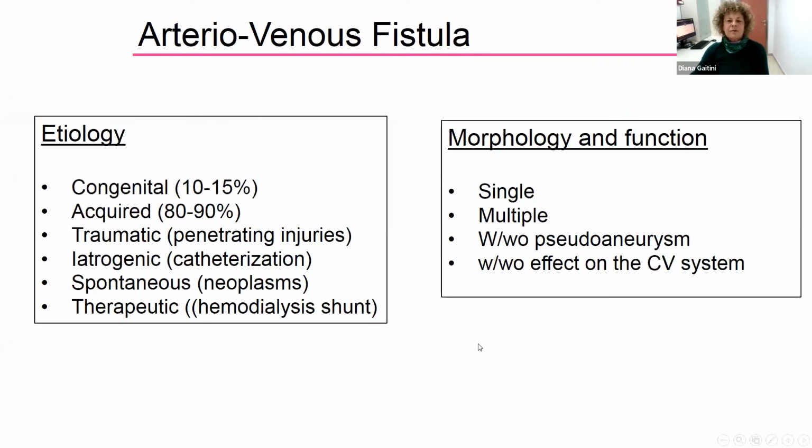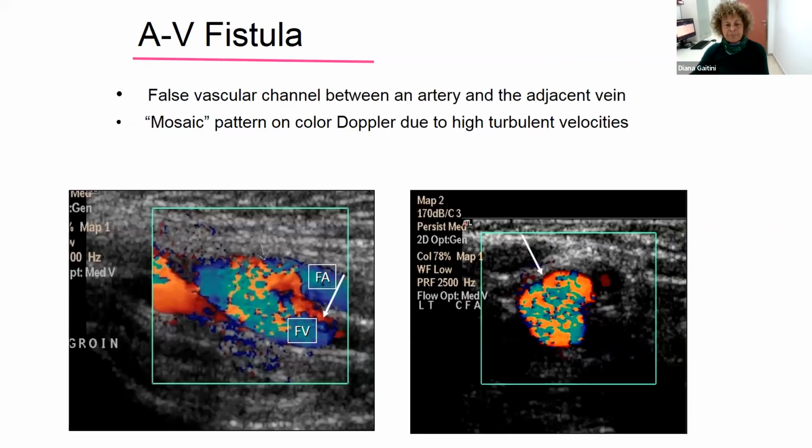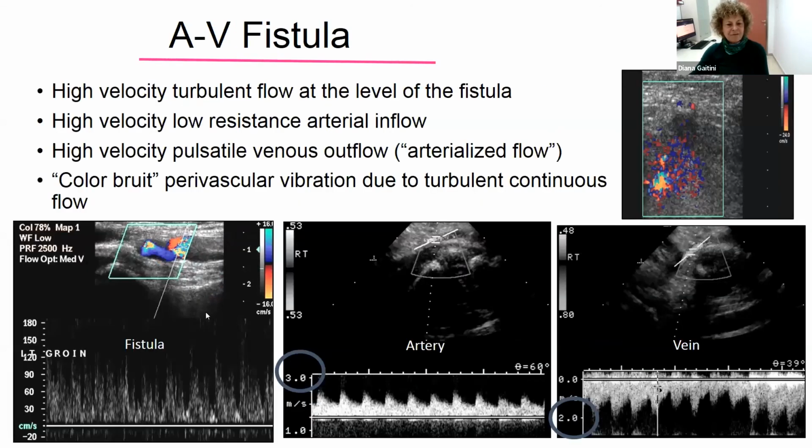The other non-obstructive lesion is the arteriovenous fistula. Some of them are congenital, but most of them are acquired, maybe traumatic or iatrogenic, maybe single, multiple, or combined with a pseudoaneurysma, and sometimes have an effect on the cardiovascular system. This is a case of an AV fistula between femoral artery and femoral vein. We have a false vascular channel with a mosaic pattern due to very high turbulent velocities flowing in the fistula.